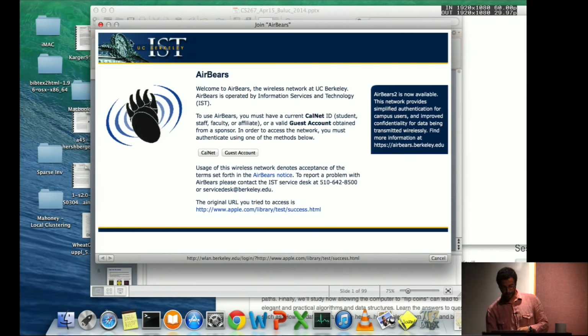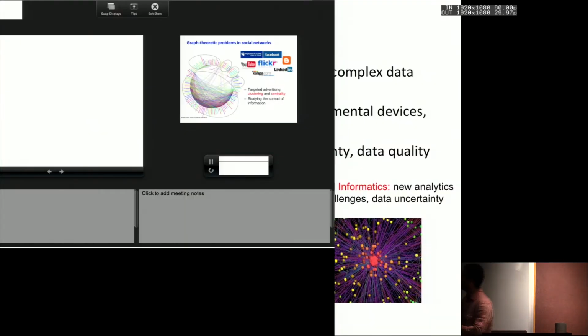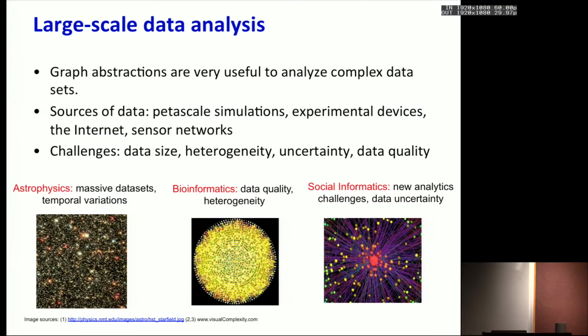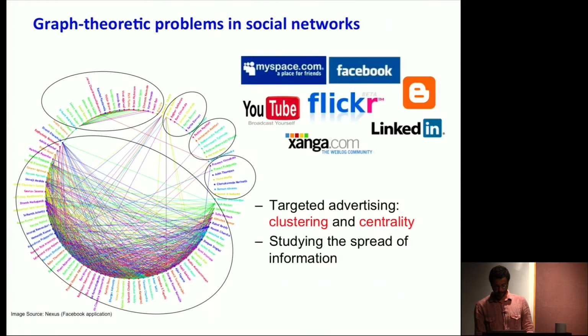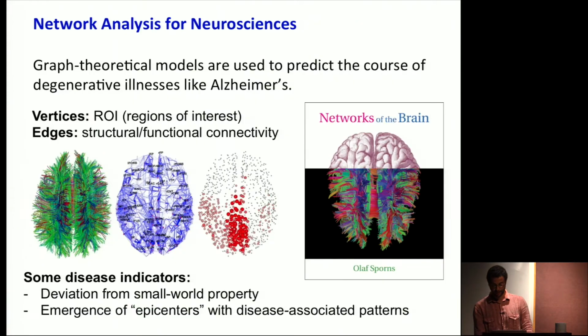Astrophysics data, where you're modeling different stars and galaxies as vertices and their interactions as edges. Bioinformatics data, similarly, and social informatics. I've talked about a couple of those, where every web page or person on Facebook will be a vertex, and every kind of interaction, whether you like a page or whether you're friends with some other person, will be an edge with random attributes. And then you can do all sorts of different computations on those.